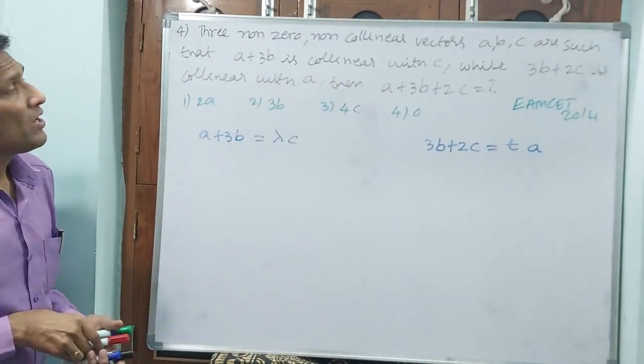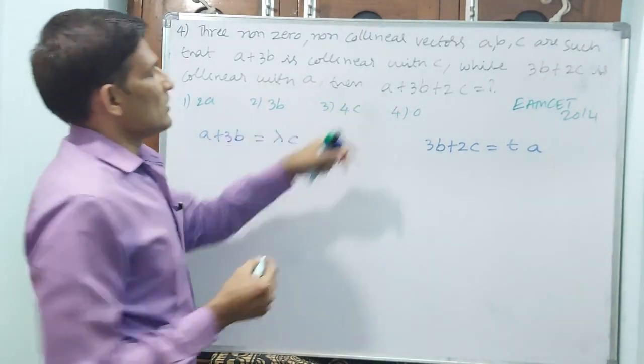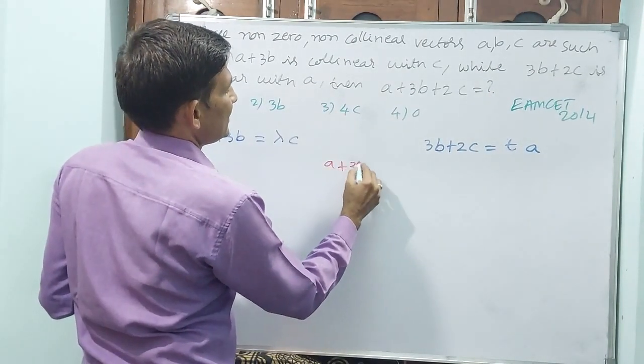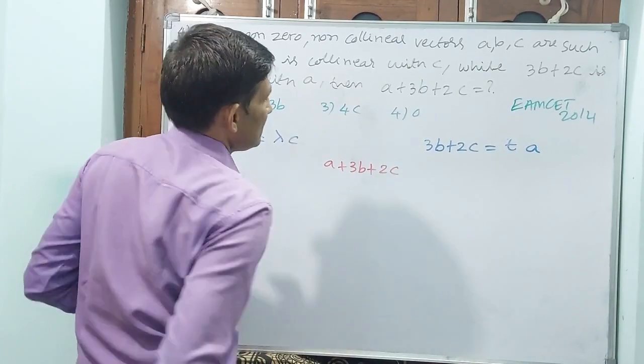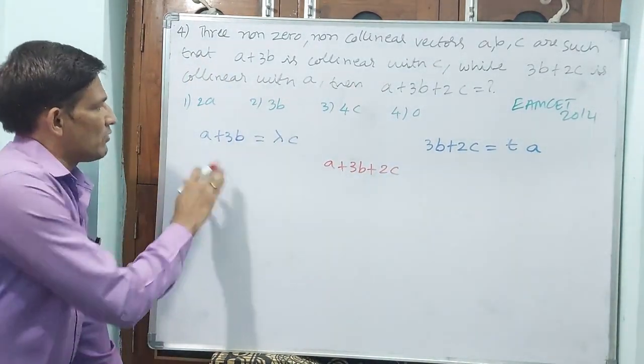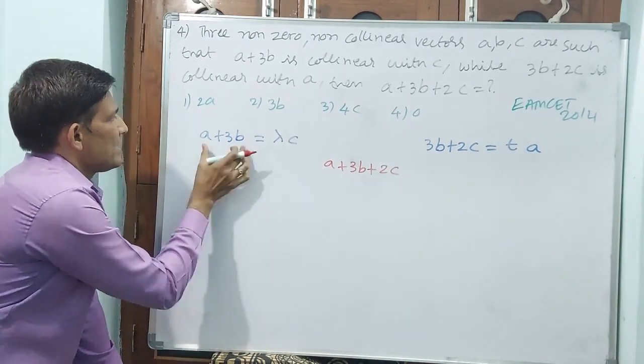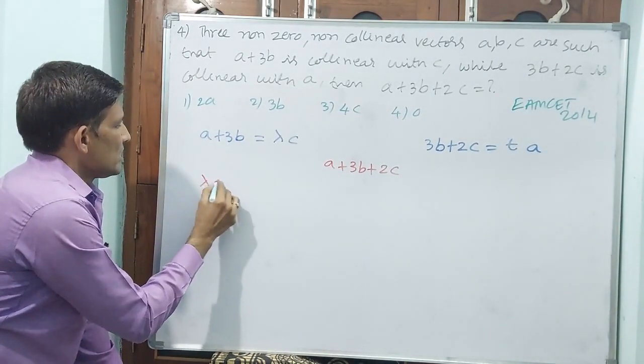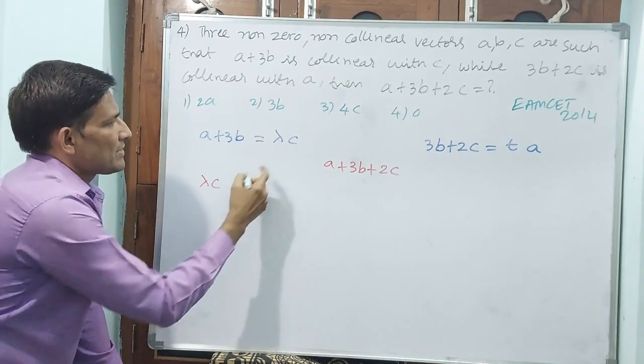Now come back. What are they asking? They are asking this one: A plus 3B plus 2C. On both sides we can do it. You see what I am writing? On this side, A plus 3B is there. A plus 3B means lambda C, right? Lambda C plus 2C.